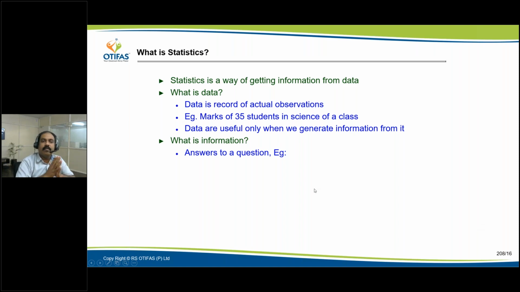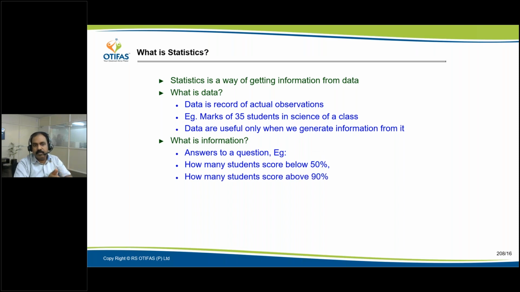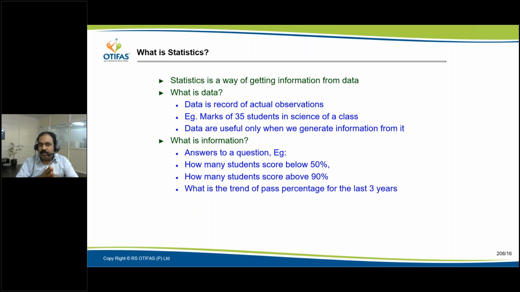Okay. What could be the possible questions we can ask with this data? For example, we can ask how many students score below 50%. This could be one information. If you have 35 students' data, I may want to know how many students score below 50% marks. Then maybe I need to know how many students score above 90%. What is the trend of pass percentage for the last 3 years? Okay, this could be some kind of information that I am seeking.